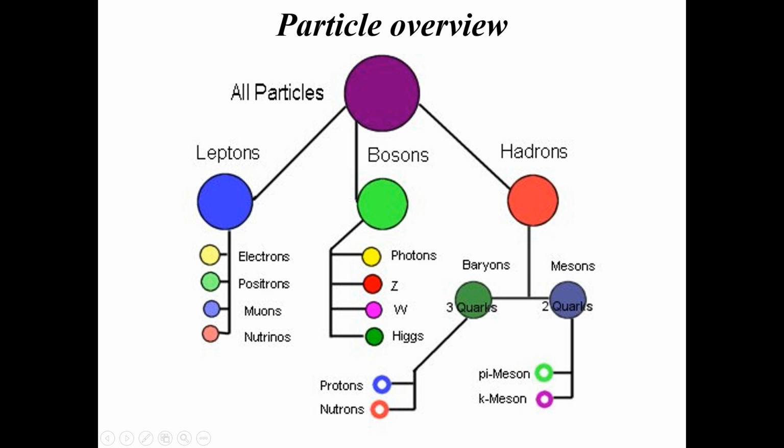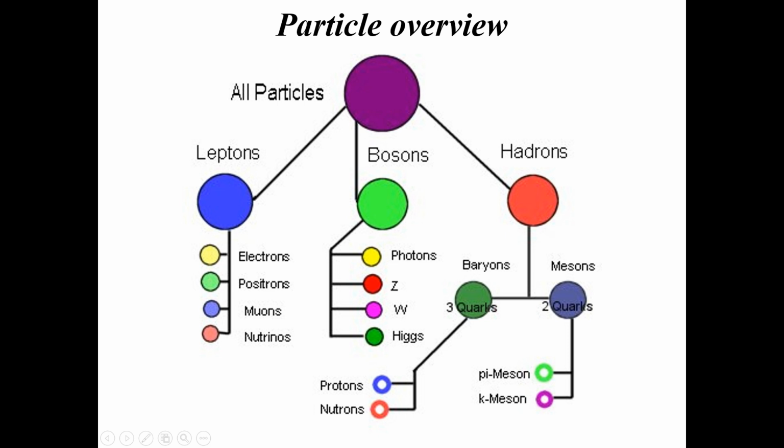These are the group of particles called bosons. On the right-hand side, the particles are called hadrons. So the leptons, bosons and hadrons are further divided into different groups of particles. Let's first start with the leptons. Leptons are a group of particles which includes electrons, positrons, muons and neutrinos.